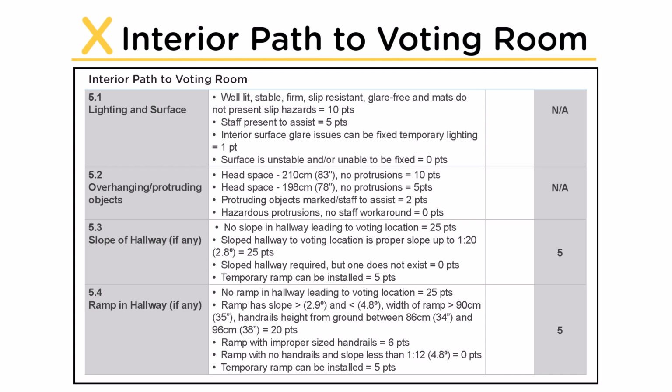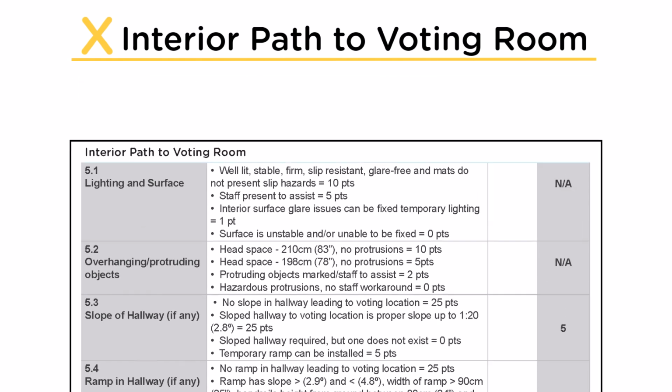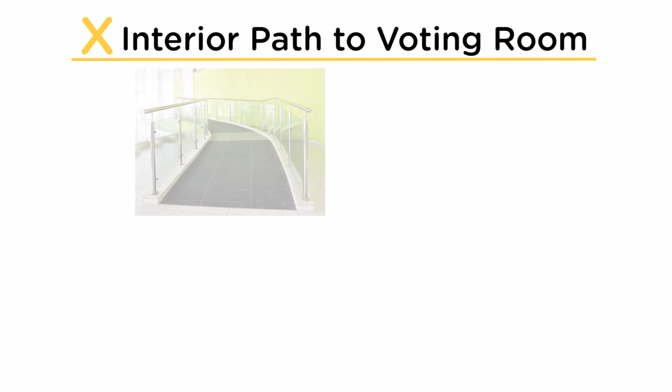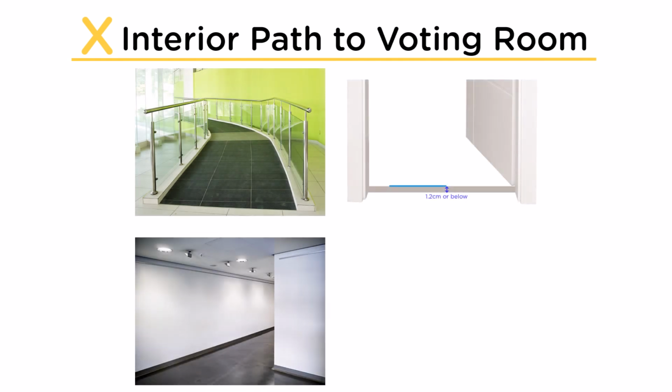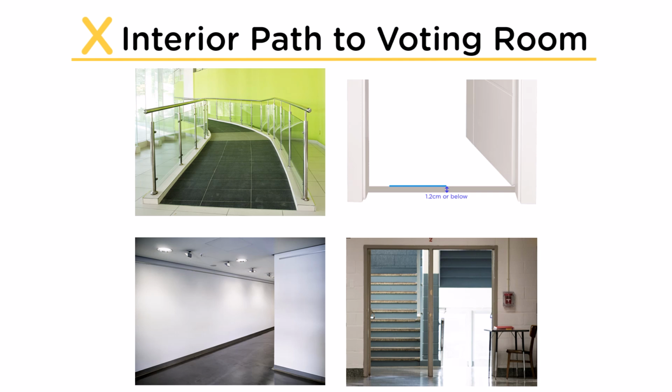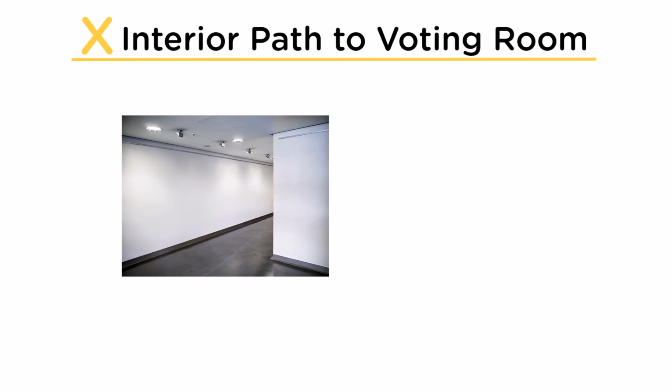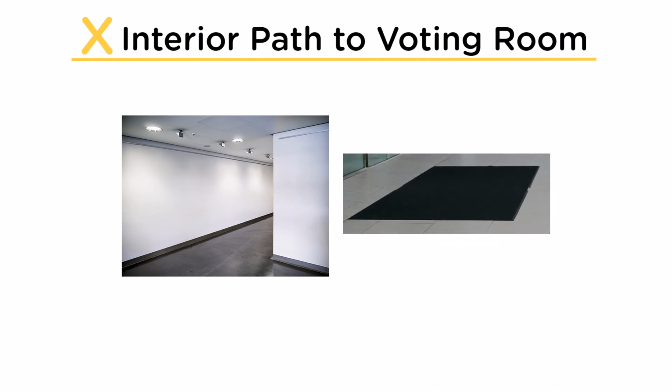Interior path to voting room. Measure any slopes, ramps, thresholds, corridors, and doorways along the path to the voting room, ensuring the route is accessible and free of obstructions. When evaluating the interior path, remember that highly polished surfaces can be slippery, and wet and loose mats can be tripping hazards. Score the floor surface based on the section of the route with the worst condition.